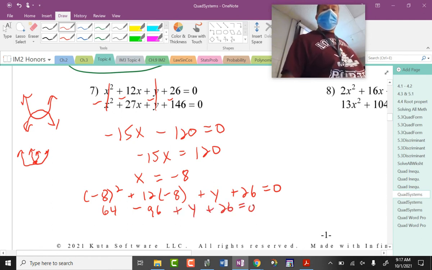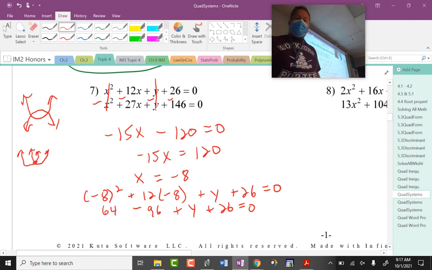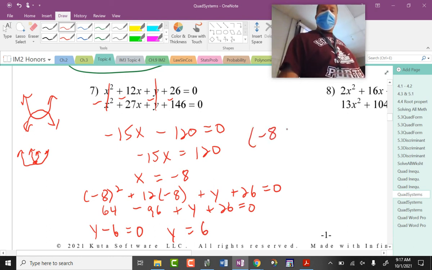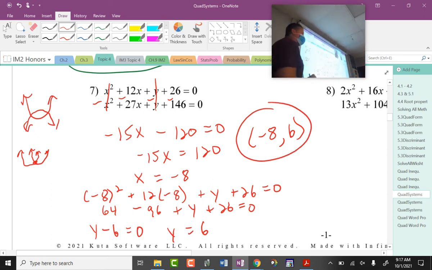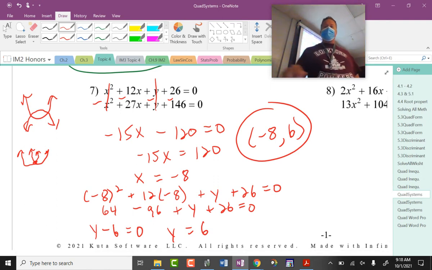And then we'll shorten this up here. 64 and 26 is 90, minus 96. So this is y minus 6 equals 0. So y equals 6. Ultimately, the answer is 1 solution, 1 intersection, and it is here. So it's more like the second picture, both of them going down. In some way, shape, or form, they're only hitting once. That could happen in many different ways.